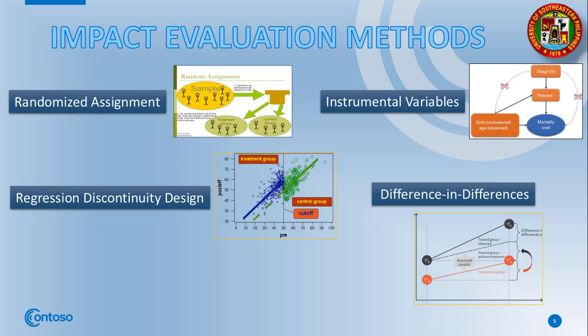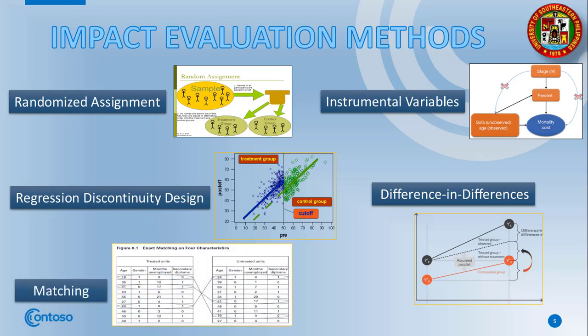Difference in differences compares the changes in outcomes over time between units that are enrolled in a program and units that are not enrolled in the program. And number 5, matching. Matching uses large data sets and statistical techniques to construct the best possible comparison group based on observed characteristics. All these methods share the objective of constructing valid comparison groups so that the true impacts of a program can be estimated.